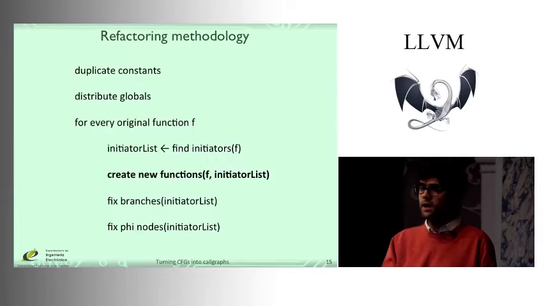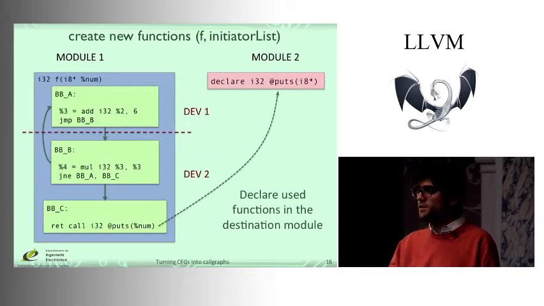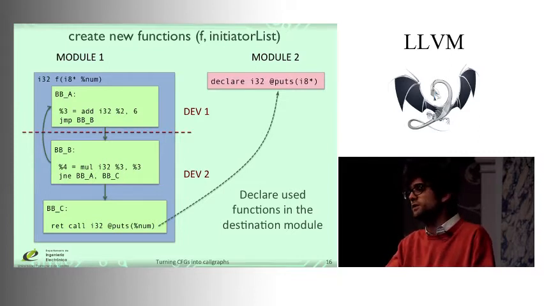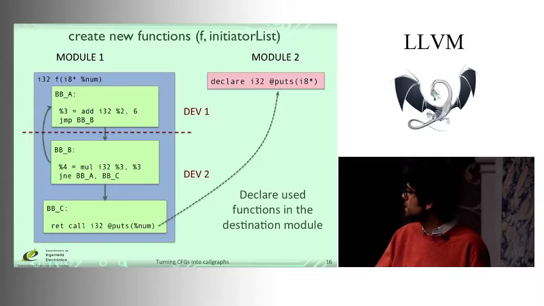Okay, so now we have the initiators. We have to split the function up. The first step is to find which external functions are called from the basic blocks that we're going to be moving to module 2. So if we say that basic block A is mapped to device 1 and the other basic blocks are mapped to device 2, we have to declare this function puts, which is called from basic block C.